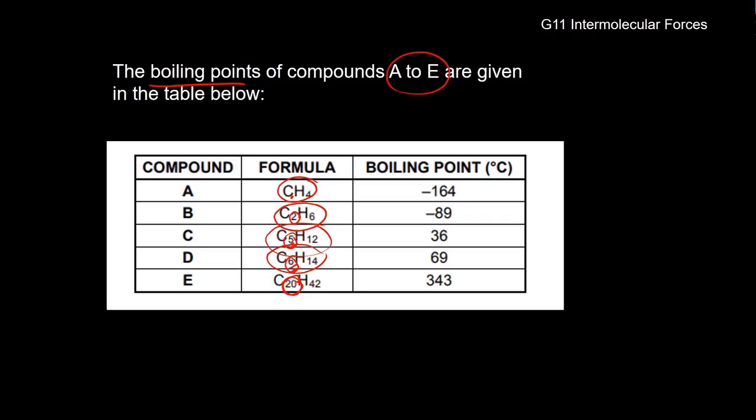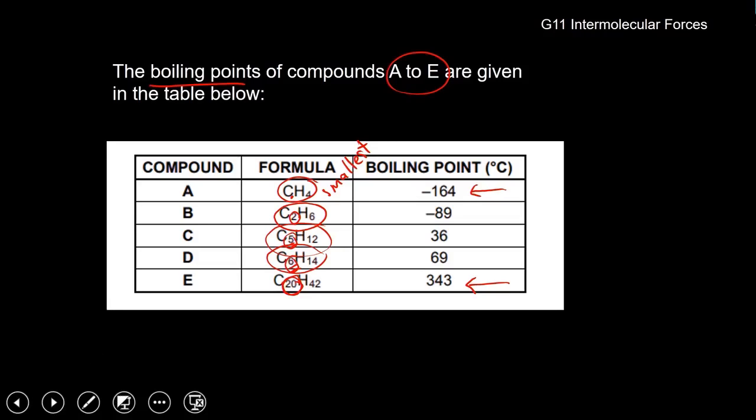And let's have a look at the boiling point. So A is the smallest of these compounds, and look at its boiling point. Its boiling point is minus 164 degrees Celsius. Have a look at E, which is the biggest, and its boiling point is 343 degrees Celsius. So that's telling you something.